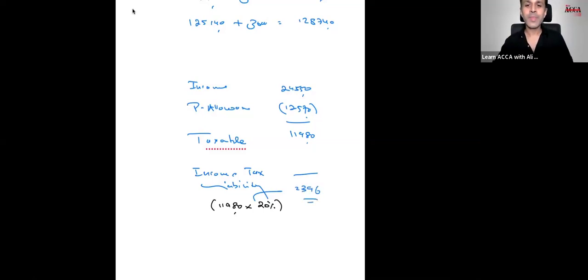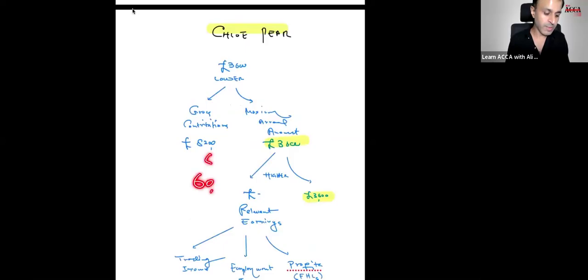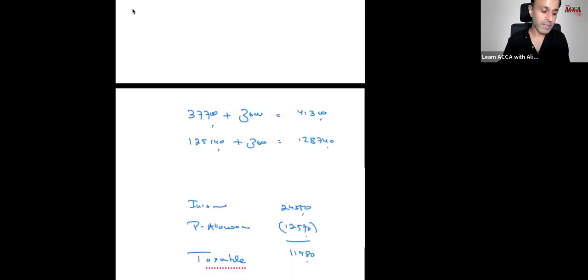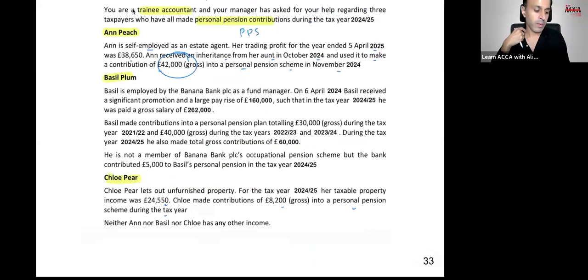So the process is repeated. And this person again is not eligible for any annual allowance charge, because the contributions are way less than that 60,000 pounds. But Basil Plum is a third person, which will take everything into it. Basil is employed by Banana Bank PLC as a fund manager. On 6th April 2024, Basil received a significant pay rise of 160,000 pounds, such that in tax year 24-25 he was paid a gross salary of 262,000. Basil made contributions into PPS totaling 30,000 pounds during the tax year.